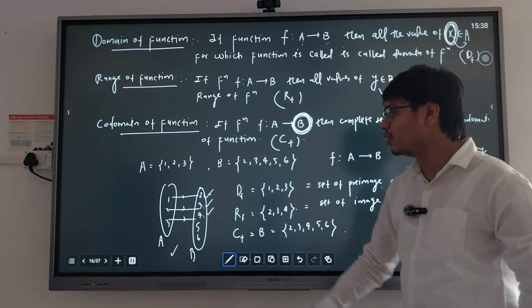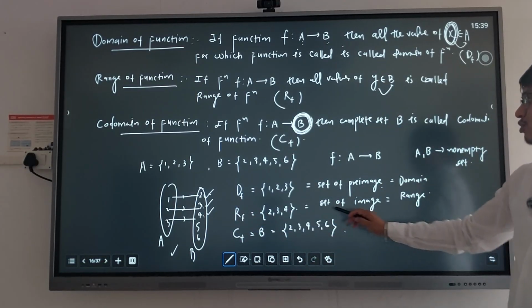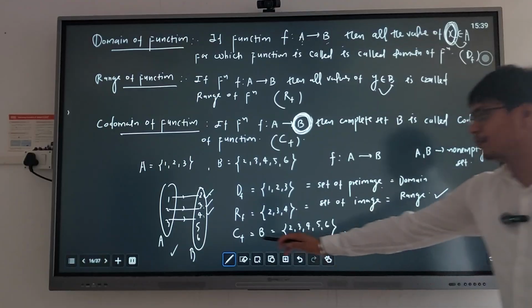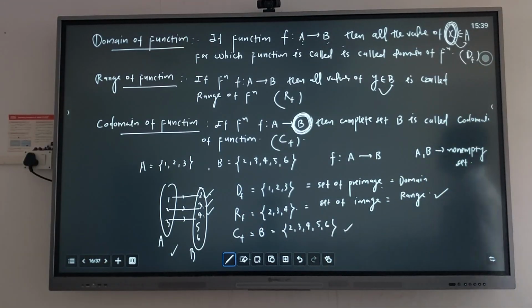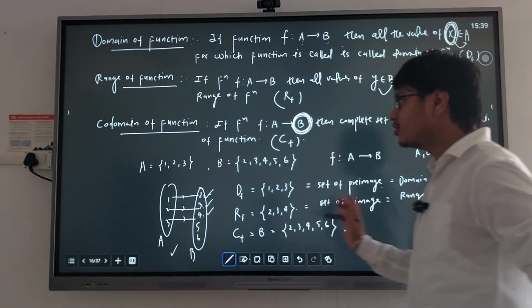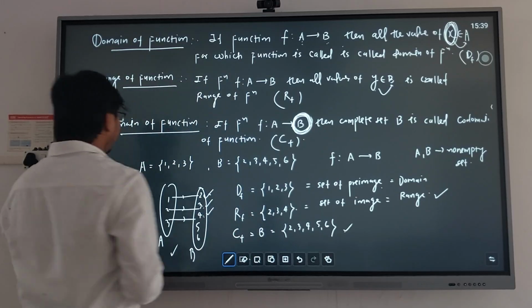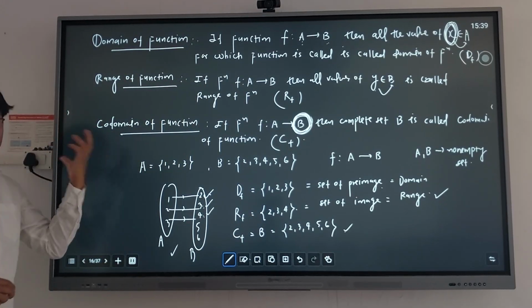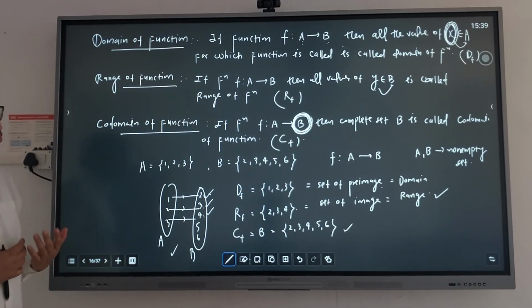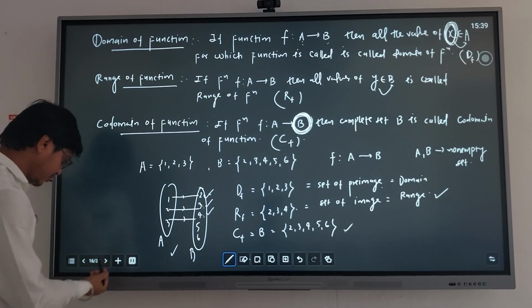5, 6 are not the image. So 2, 3, 4 are the image. So the set of images is called the range, and the complete set B is called the codomain of the function. Okay. So that's all. This is a very important section. When we apply this concept in different types of special examples, then this is very important.